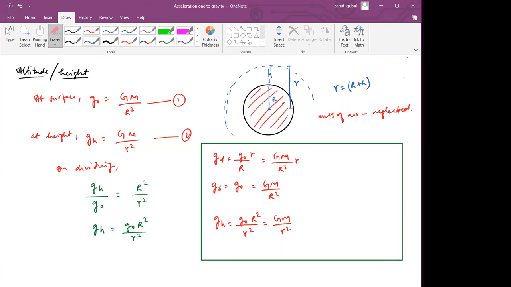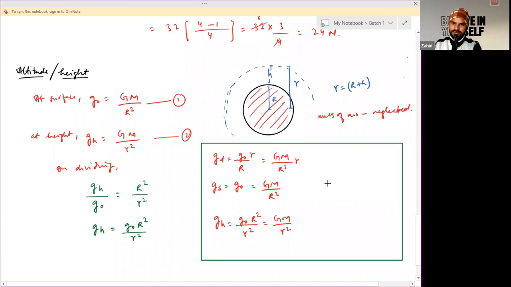Sir, what is g_s again? g_s is gravity on the surface.